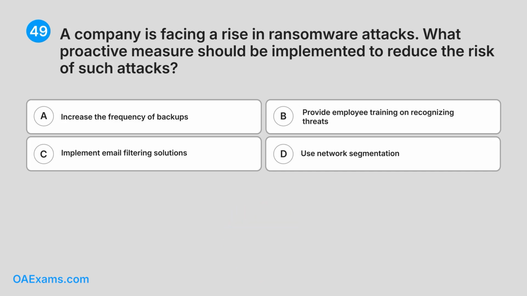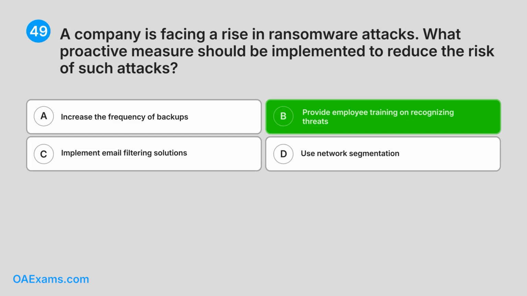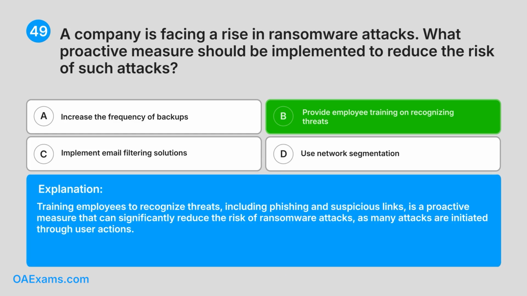Correct answer. B. Provide employee training on recognizing threats. Explanation. Training employees to recognize threats, including phishing and suspicious links, is a proactive measure that can significantly reduce the risk of ransomware attacks, as many attacks are initiated through user actions.